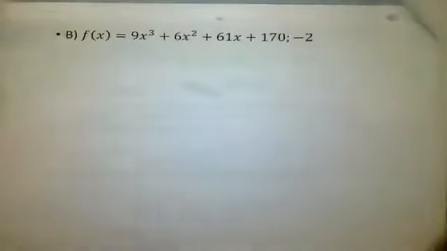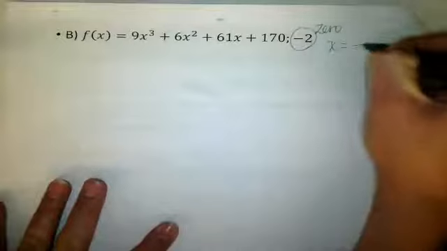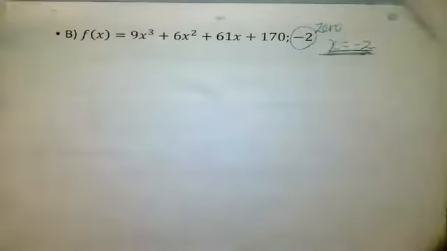Letter B. F of x equals 9x cubed plus 6x squared plus 61x plus 170. And they tell us that we have a 0 of x equals -2. So the solution, x equals -2, is what we get to use in synthetic division.